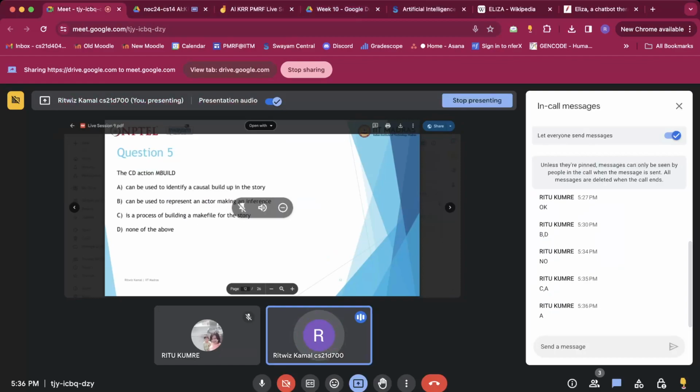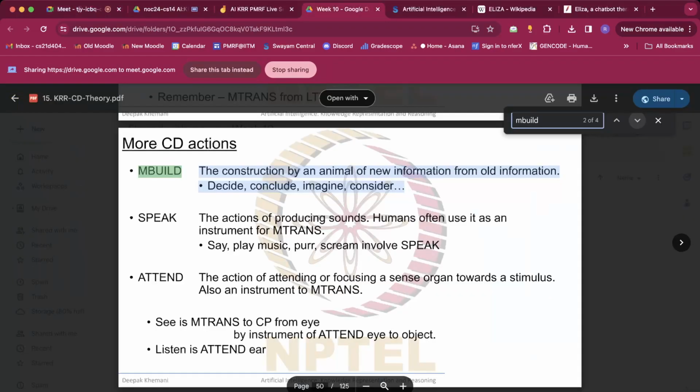Okay, so let's go back to the information that was given in the slides. Here it said that mbuild, this CD action, represents the construction by an animal or an actor, you can say, or a nominal, of new information from old information. So this includes examples like decide something or conclude something or imagine something or consider something, right? But none of these really involved a causal relationship between two entities, right?